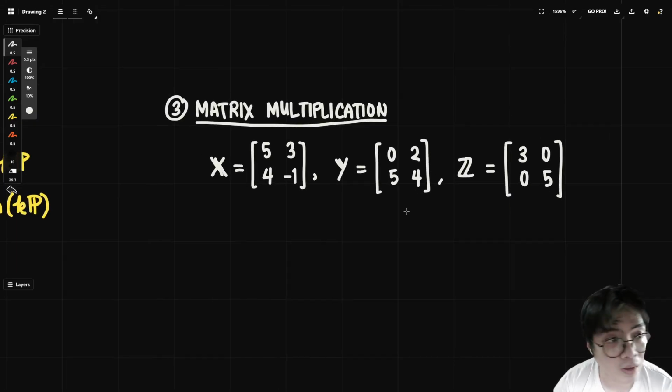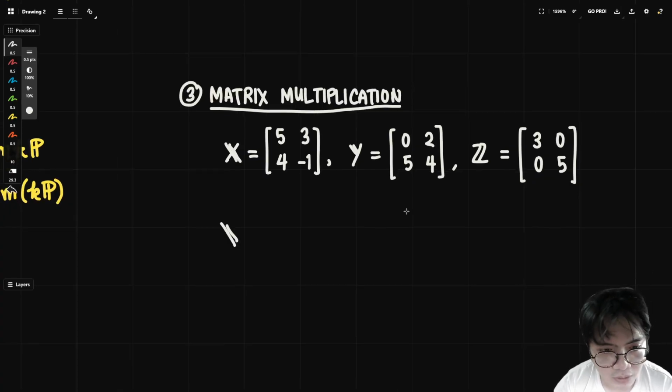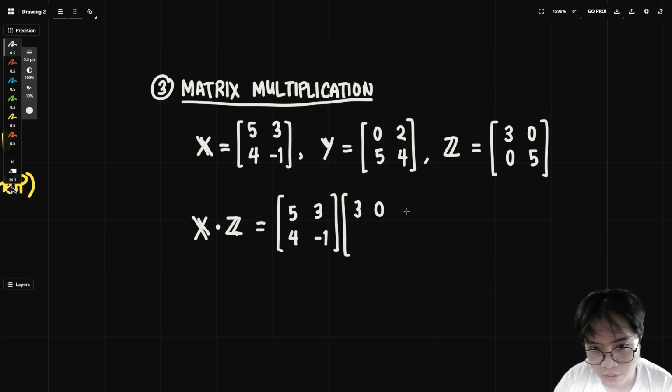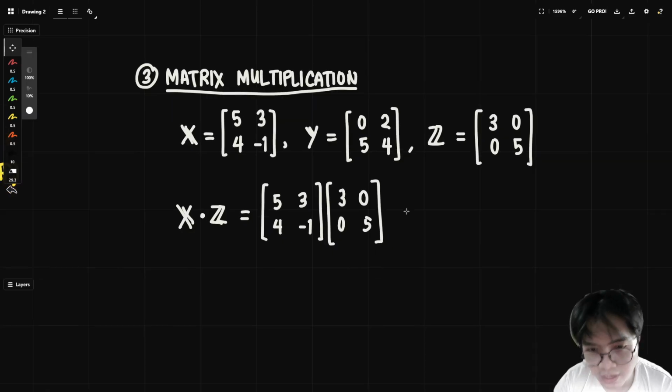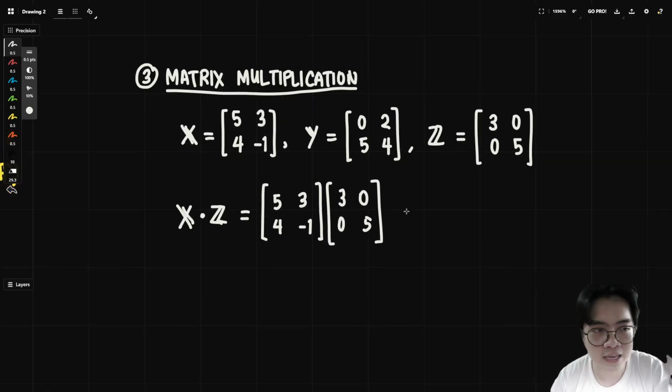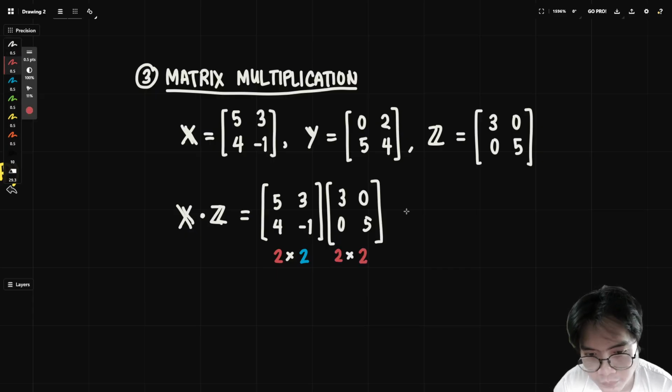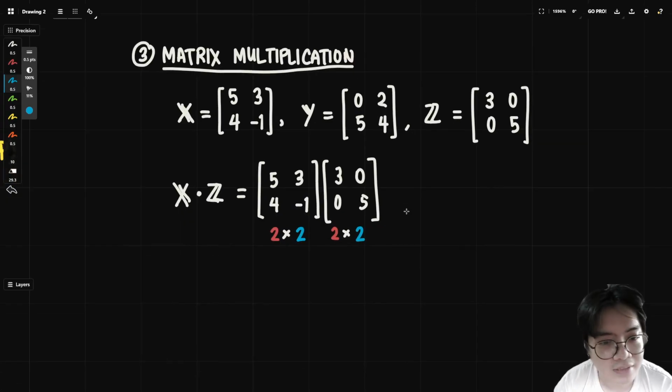Let's say, for example, we want to take X and Z. Right? X and Z, we multiply them. Okay? What will happen then? Right? What will happen then is something like this. Let's just put them together for now. Right? 3, 0, 0, 5. What we need to do first, for us to ensure that they can be multiplied together, is let's take their sizes. This is a 2 by 2, and this is another 2 by 2.